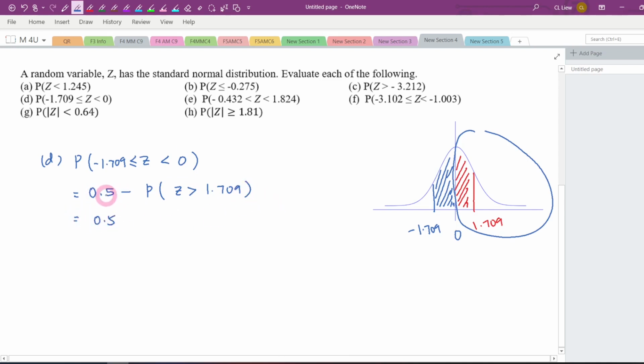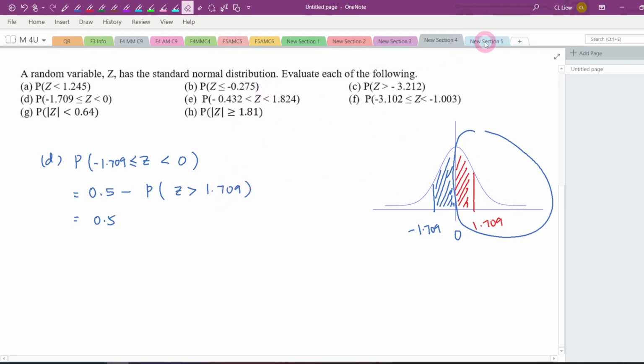So why is here 0.5, not 1? Because we only consider this part. This is 0.5, right? And we don't want this part. This part is this. That's why I minus it. Okay. Now get the answer from the table.